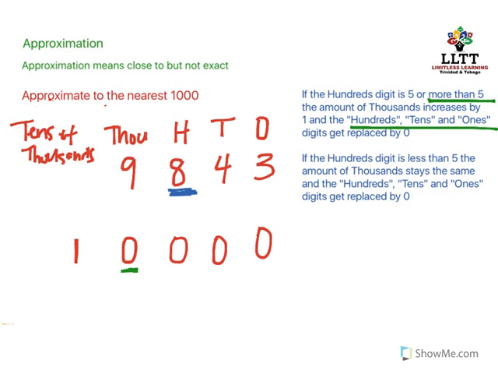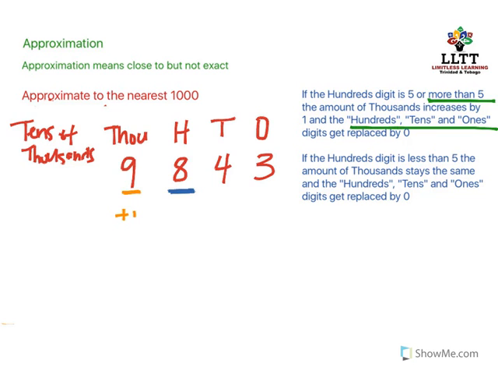So let me explain that one more time. Okay, so we have the number 9,843. We want to approximate to the nearest thousand. That means we need to look at our hundreds digit. Again, our hundreds digit is more than 5, so we have to add 1 to our thousands. This is the thousands digit. We have to add 1 to this. When we add 1 to 9, we get 10, but we can't put 10 under the digits for thousands. We can only put 1 digit under thousands.